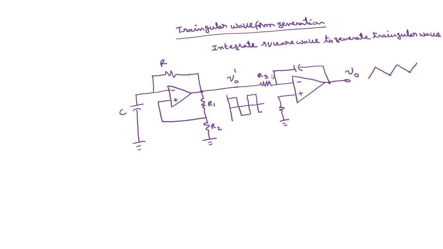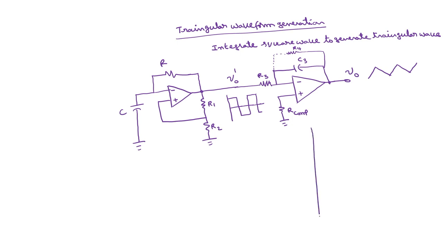This you call as R3, C3, and this is R compensation, which will be used to nullify the offset voltages and currents, which we have discussed in the earlier lecture. And for a practical integrator, we require another resistor here, which we have discussed in the earlier lecture. Let us call this as R4. This is the practical integrator.